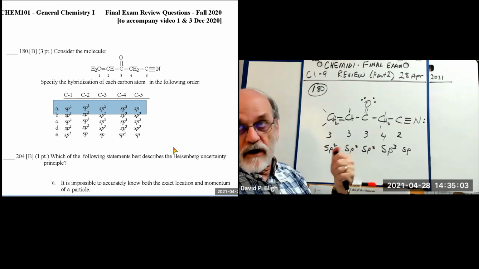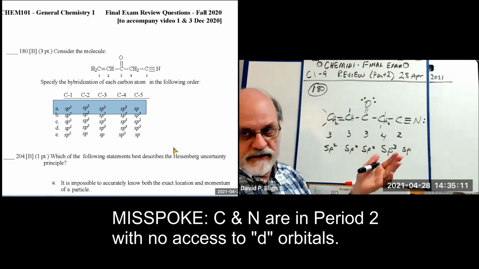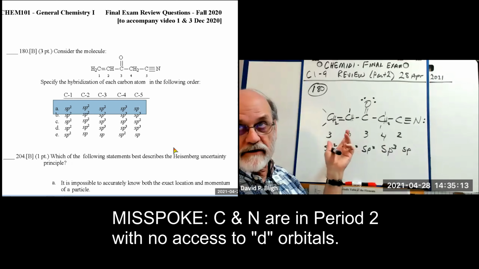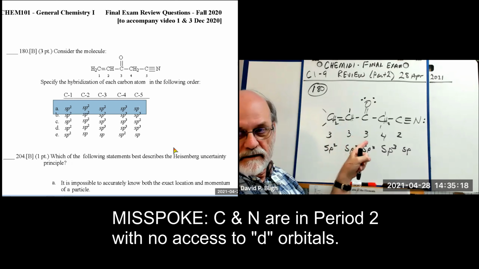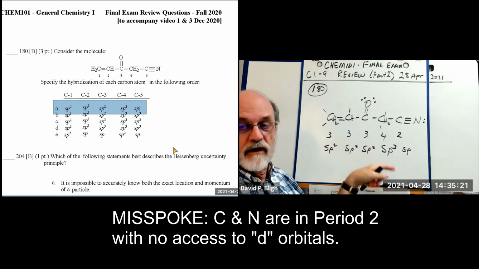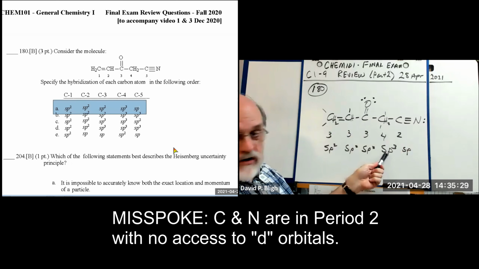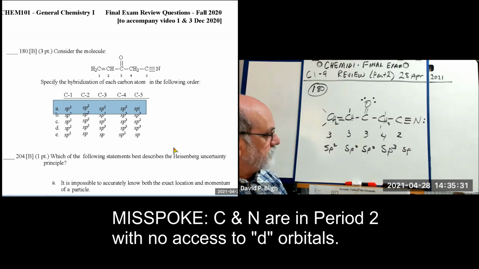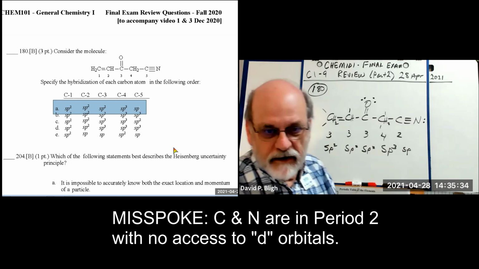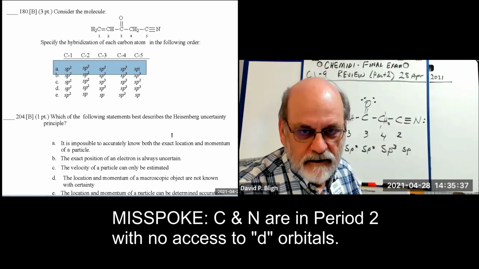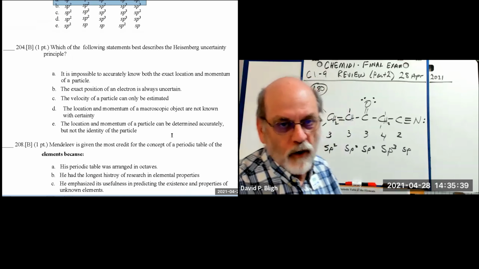And nitrogen and oxygen actually can't exceed their octets because they're in period 2, right? They don't have access to d orbitals. Carbon doesn't have access to d orbitals either. So you can't hybridize a carbon into a trigonal bipyramid or an octahedron. It doesn't have any d orbitals to hybridize with. So this is as high as you can go with carbon, sp3. All right, any questions about that one? And I'll slide down to 204.